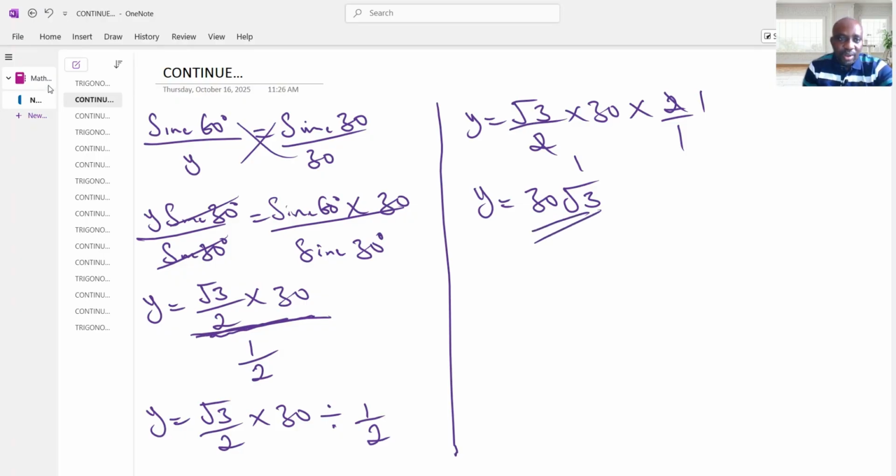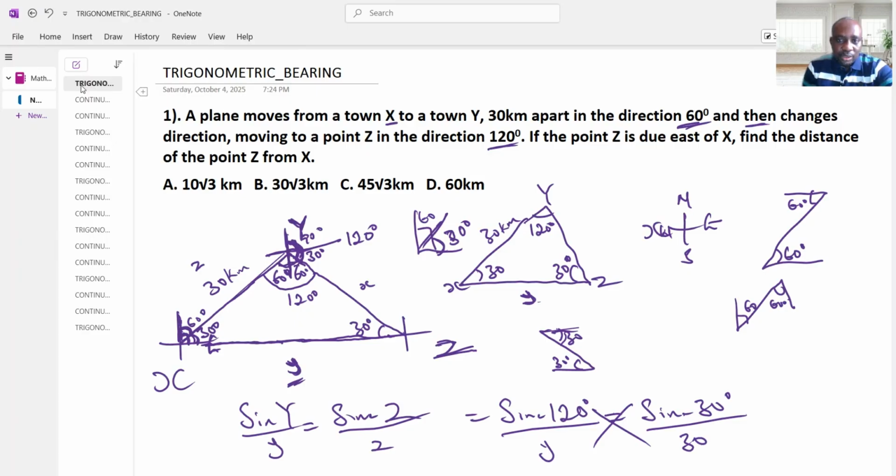Let's go and confirm our answer from the previous page. 30 square root of 3 kilometers. The correct answer is option B.